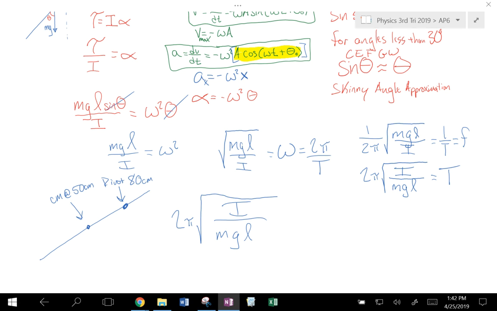All right. So stick about its center. What's the moment of inertia for that?